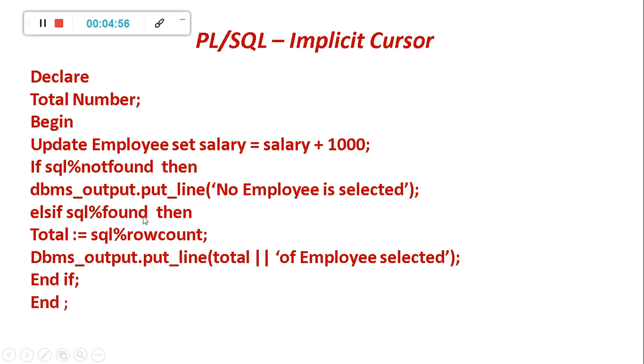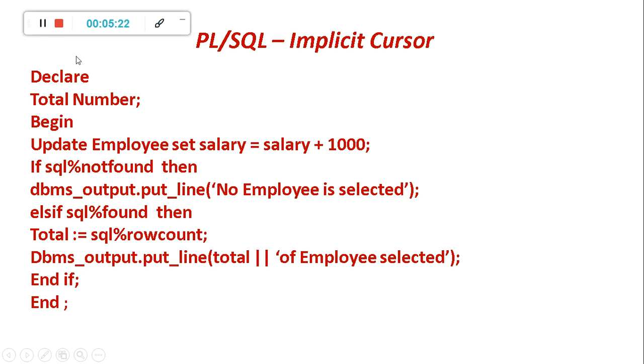Else if SQL%FOUND, meaning any rows are affected or processed by this update statement, then the total number of rows affected by the update statement will be stored in this variable total. It will display the row count. This is the output statement to display the row count.